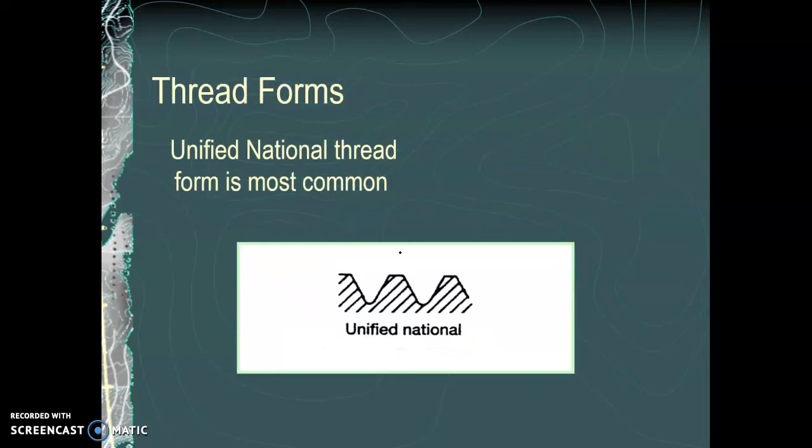Okay, so we showed earlier the basic shape of unified national. It had, I believe this was a 60-degree included angle between the threads, and it had flat tops. And this is what we primarily use for fasteners in the US. It's a combination of 2 older thread forms used in the US and Britain.